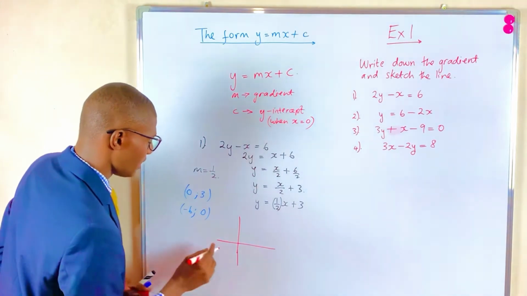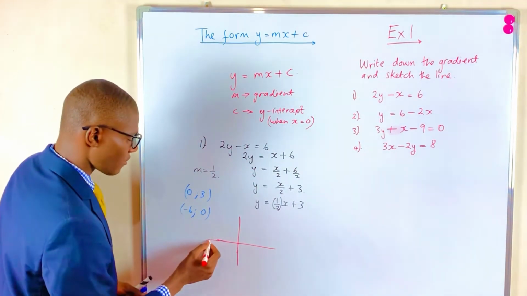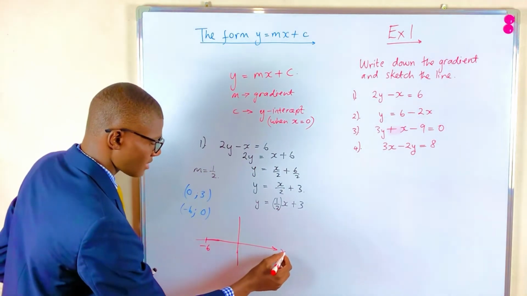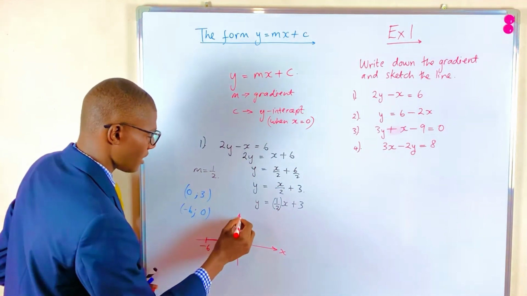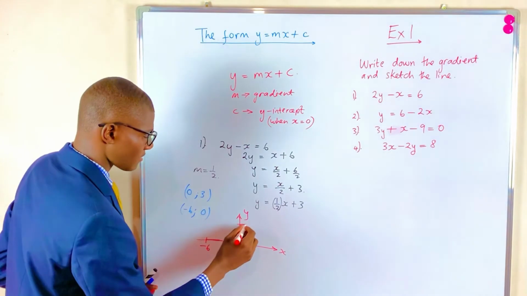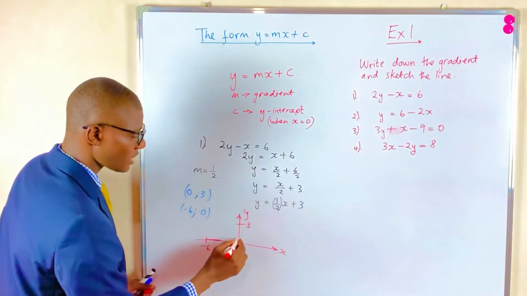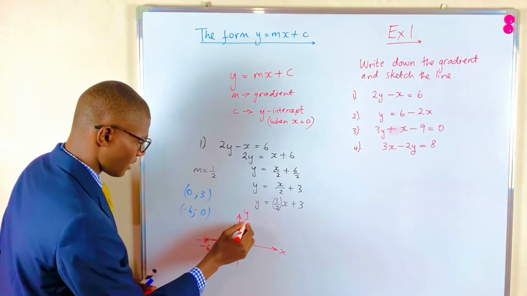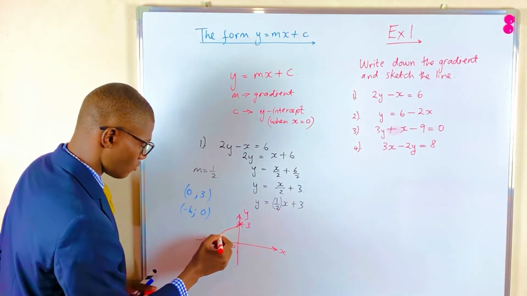So we need the point minus 6, 0. We need minus 6 on the x-axis, 0. Then we need 3 on the y-axis. So 0, 3 would be here. Minus 6, 0 will be there. And then we just join these two.